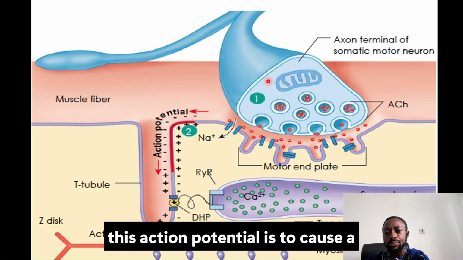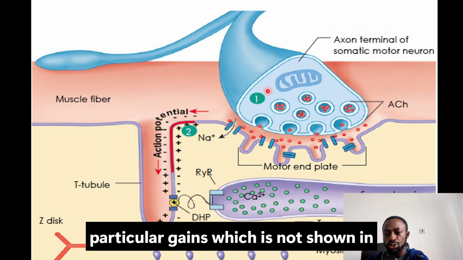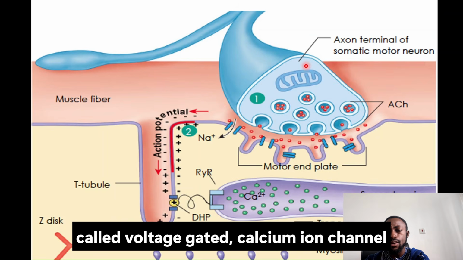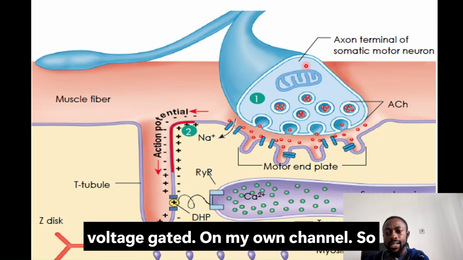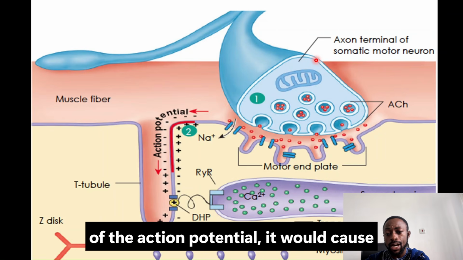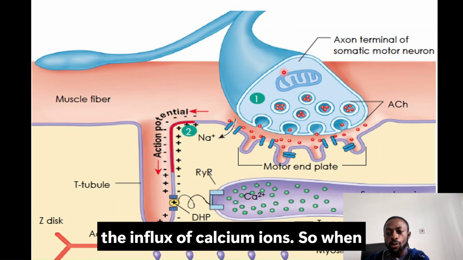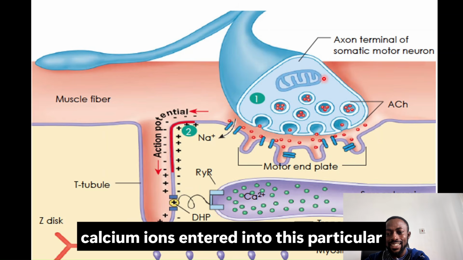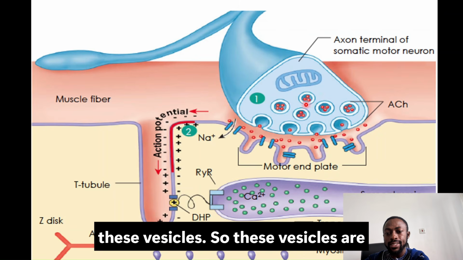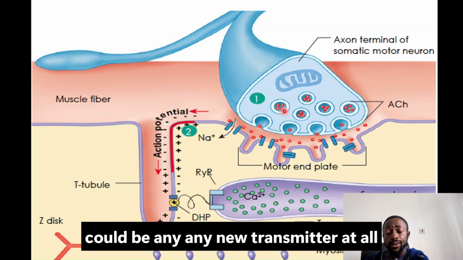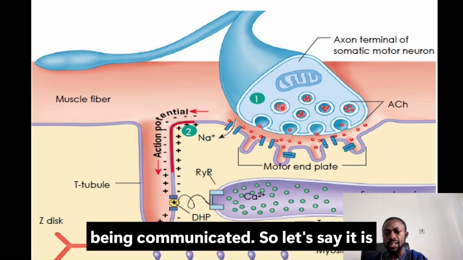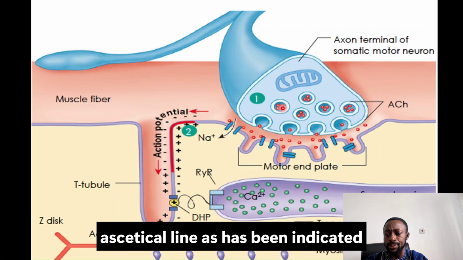Now the purpose of this action potential is to open a particular gate, which is not shown in this picture. That gate is called the voltage-gated calcium ion channel. When that voltage-gated calcium ion channel, which is sensitive to the arrival of the action potential, opens, it causes the influx of calcium ions. So when calcium ions enter this axon terminal, they will stimulate these vesicles. These vesicles contain the neurotransmitters. It could be any neurotransmitter at all, depending on the kind of message that is being communicated. So let's say it is acetylcholine, as has been indicated here.